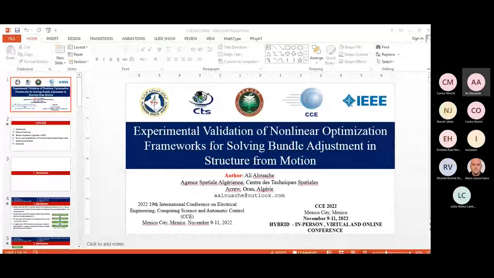So first, introduction. Structure from motion is a proficient technique for 3D reconstruction from multiple views. However, its potentials could only be seen after the developments of the computers and digital photographs, especially in the developing countries.